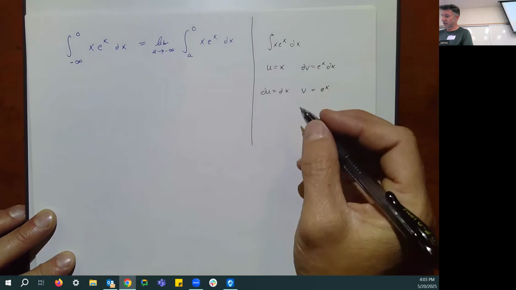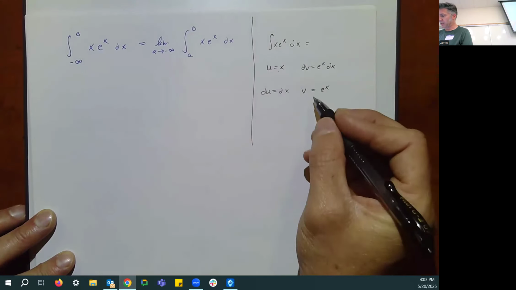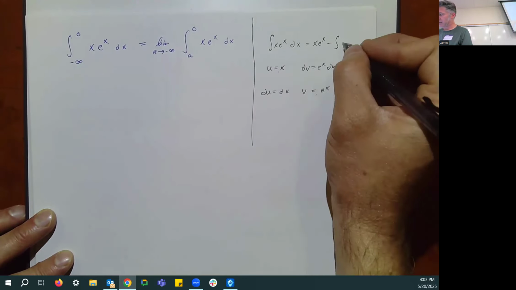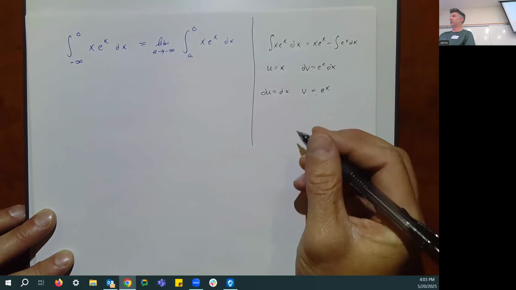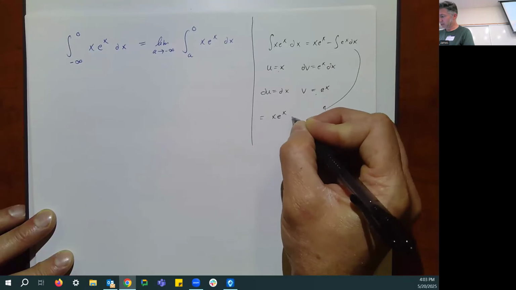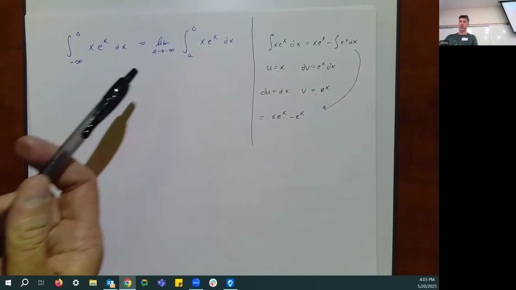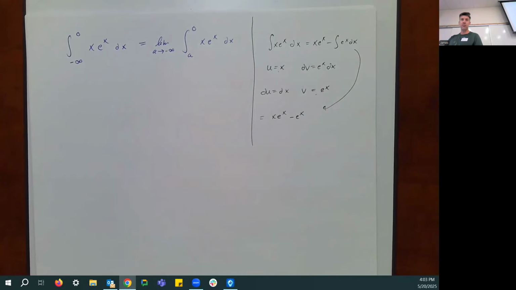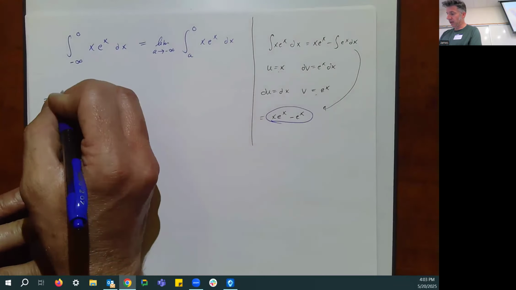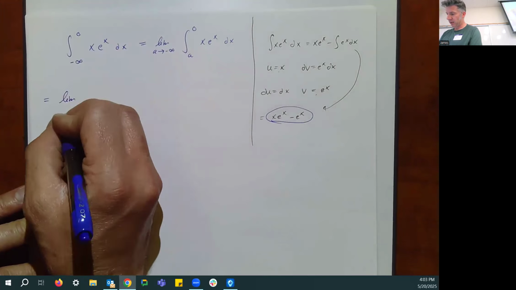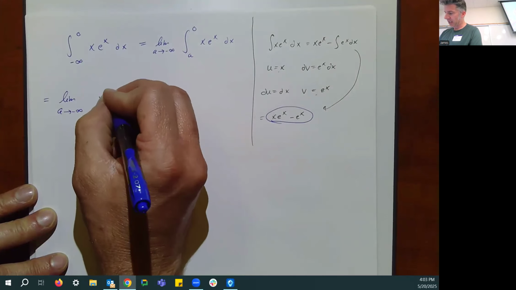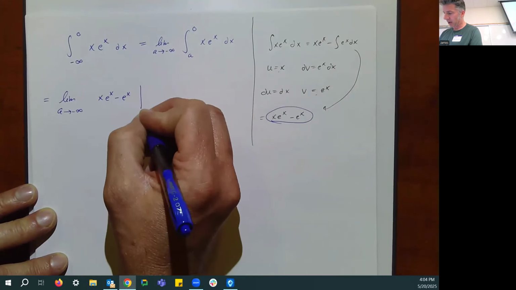So the integral of x e to the x is going to be x times e to the x minus the integral of e to the x dx, which is just going to be x e to the x minus e to the x. And I don't care about the plus c because there's a definite integral over here. It's improper. It's still definite, though. So then using this, we're going to write my limit of my integral as the limit as a approaches negative infinity of x e to the x minus e to the x, evaluated from a to 0.